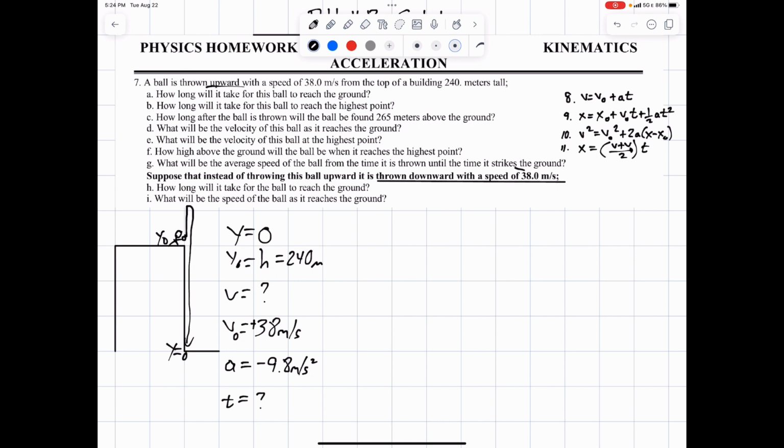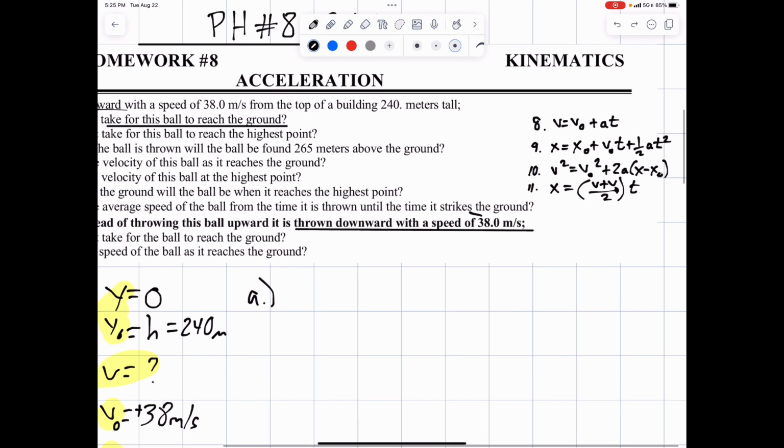Part A asks, how long will it take for the ball to reach the ground? Here's what I'm thinking. You already know a change of speed. You know the initial velocity, you know acceleration. To find how long, because how long is time, what we can do first is find the speed using equation number 10. So let's try that first. Let's find the velocity when it hits the ground.